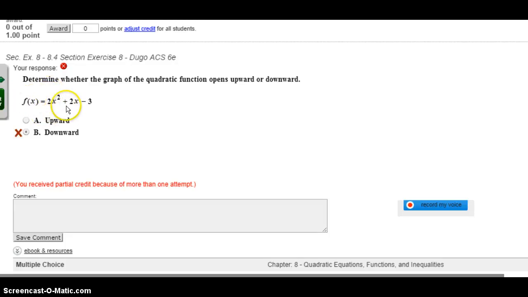The number that's in front of x squared gives you an idea of whether the graph will open upwards or downwards. If it's positive, it's going to open up. So a positive 2 in front of the x squared means this graph will open up. Same thing here on the next problem. A positive number means it's going to open up.